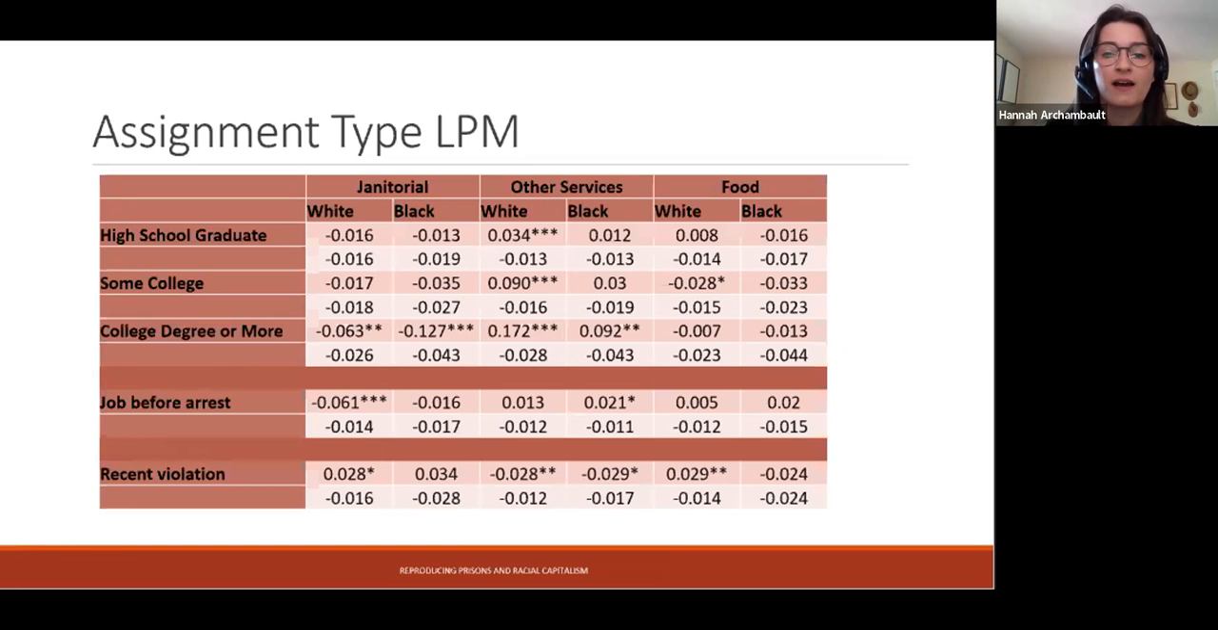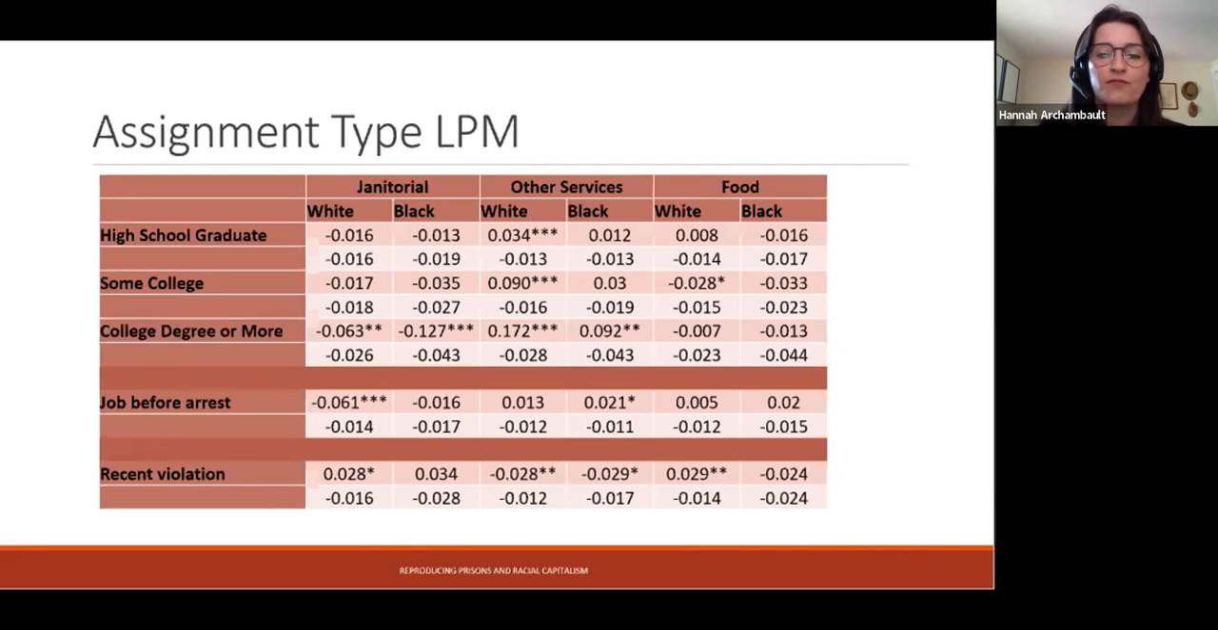But white workers' probability changed more if they had a job before they were arrested or if they had a violation while they were in prison, a recent violation. White workers also saw significantly higher gains in probability by educational attainment than Black workers did in other services jobs. White workers also had some variation by education and recent violation where Black workers did not.